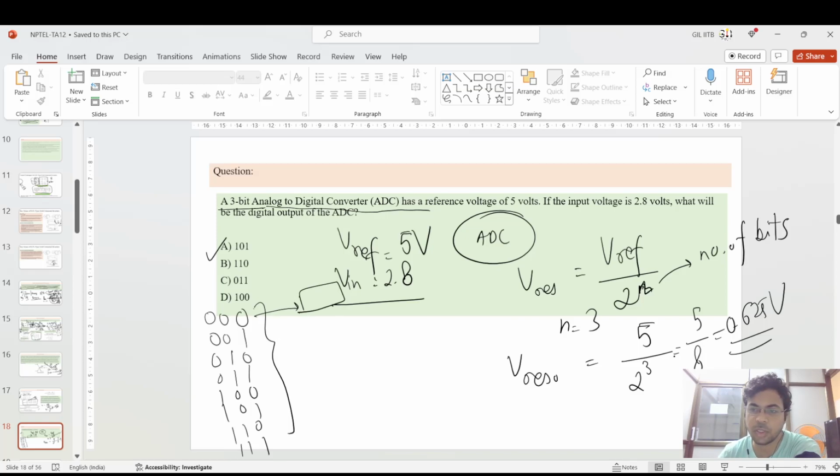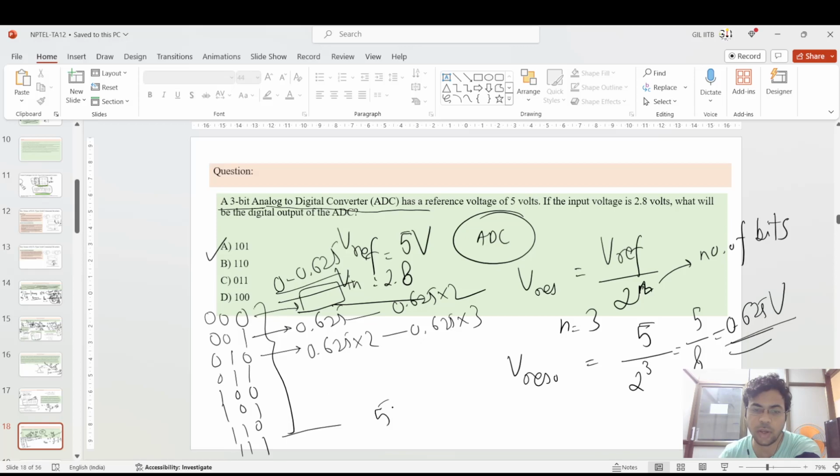So each bit is specified to a certain voltage range. Suppose this is a resolution of 0.625, so 0 to 0.625 has a 0 logic, and above that, 0.625 to 0.625 multiplied by 2 will be the second logic. Then after that, 0.625 multiplied by 3 will be another logic, and last, you see there is a 5 volt logic.